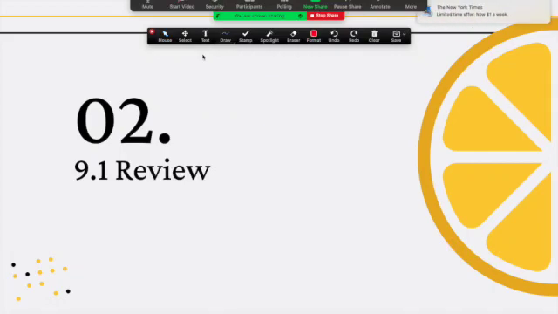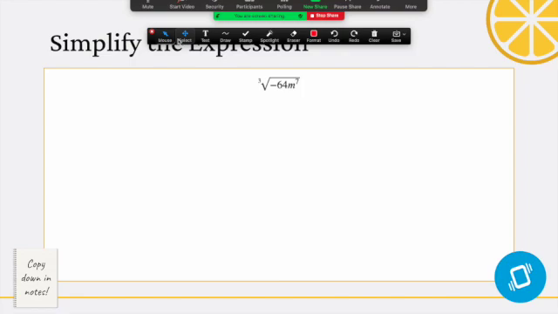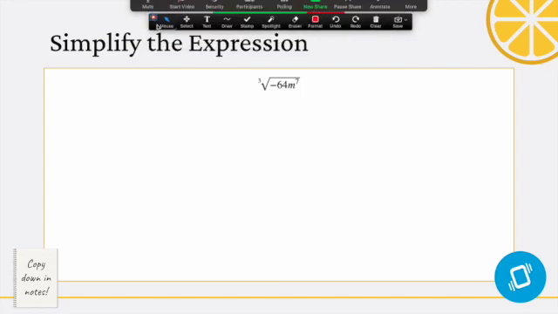Let's get started. So today we're going to be looking at Chapter 9, Section 1 Review. So this is going through all of Section 1 material from Chapter 9. So let's start off with the first question, which is asking us to simplify the following expression. We have the cube root of negative 64 times m to the power 7. So try this on your own first, and then we'll go through it together.